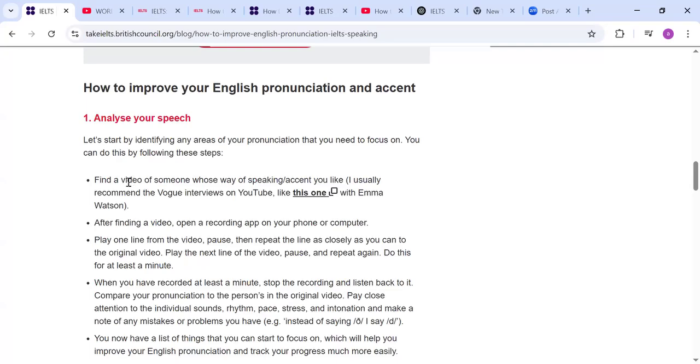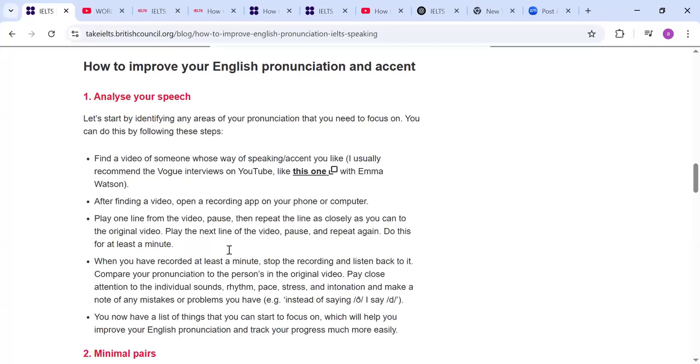Okay, you need to find a video of someone whose way of speaking and accent you like. I usually recommend the Vogue interviews on YouTube, like this one with Emma Watson. You can visit it, I will share this link. So you need to open a recording app on your phone. Then you need to play one line of the video, and record the same line as the original video, so you can know how you are producing the same line. Or the other way, you can repeat the same words while the video is playing, so you don't need to stop the video. So these are the two ways.